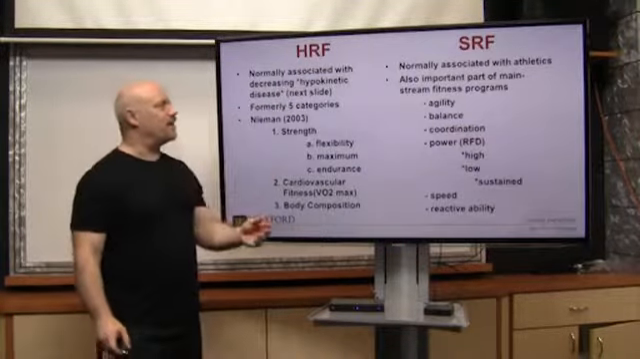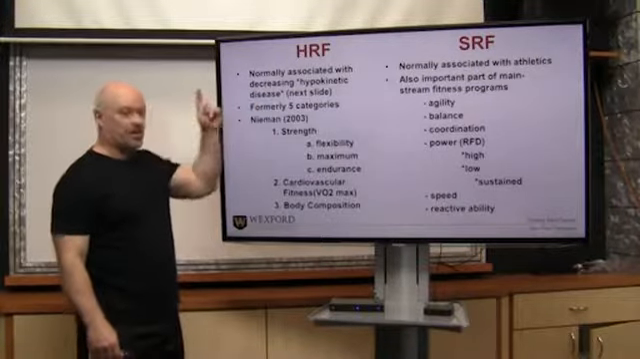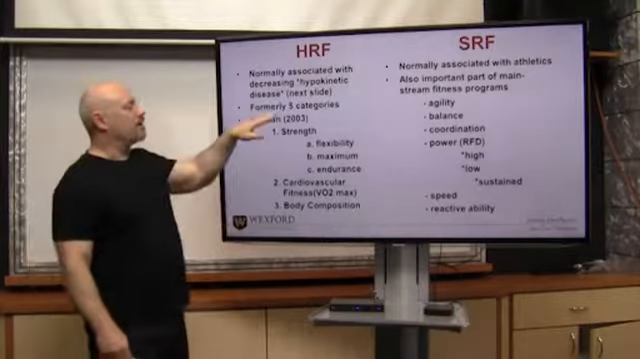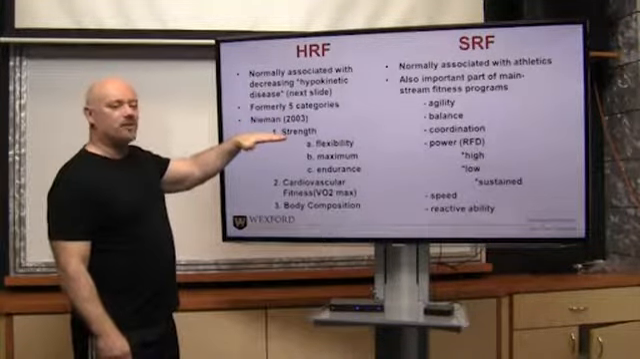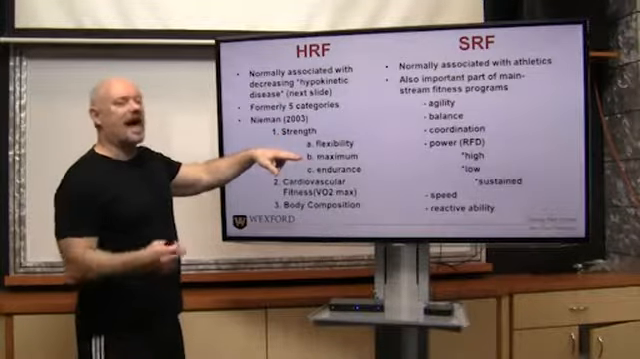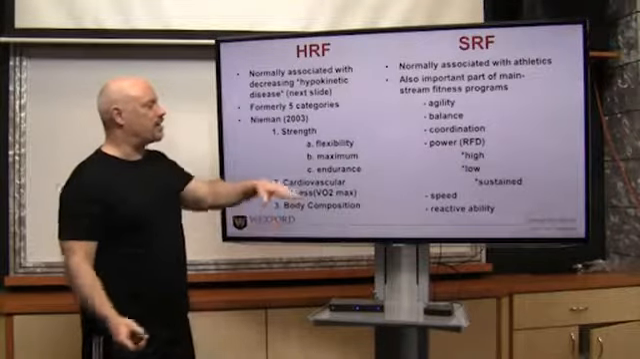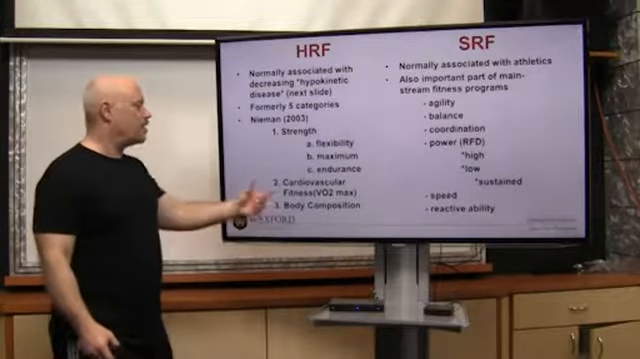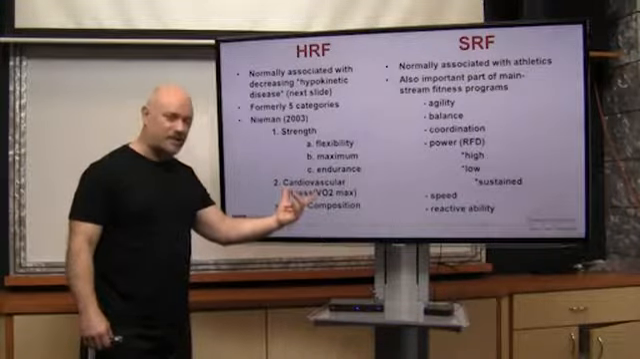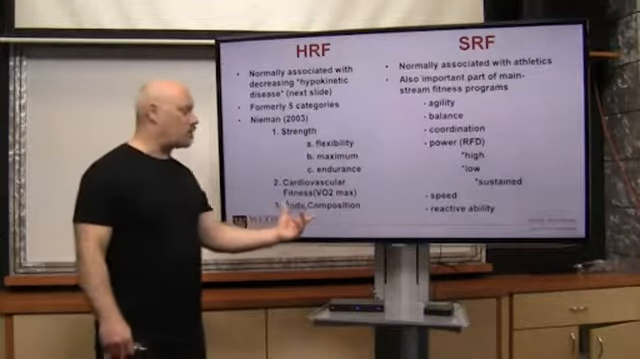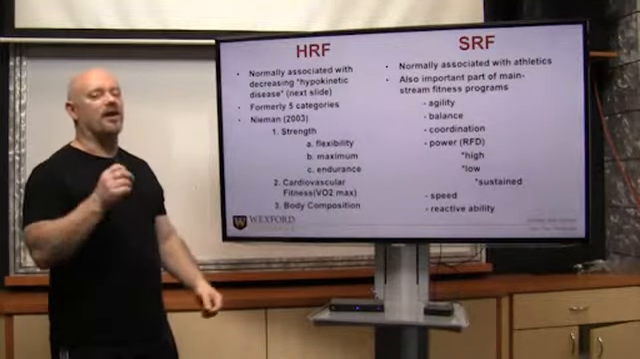Now let's look at health-related fitness. Normally associated with decreasing hypokinetic disease, and we'll look at that on the next slide. It used to be formerly 5 categories, now it's considered into 3. We have strength, but 3 categories of strength that the average person needs to work on: flexibility strength, maximum strength, and strength endurance or endurance strength. We also have to look at cardiovascular fitness, which is endurance as well. Then we need to work on body composition. We want to keep our lean mass up and our fat mass down.